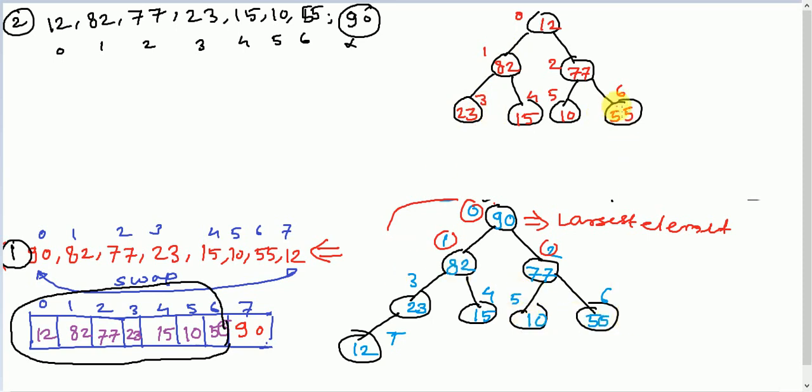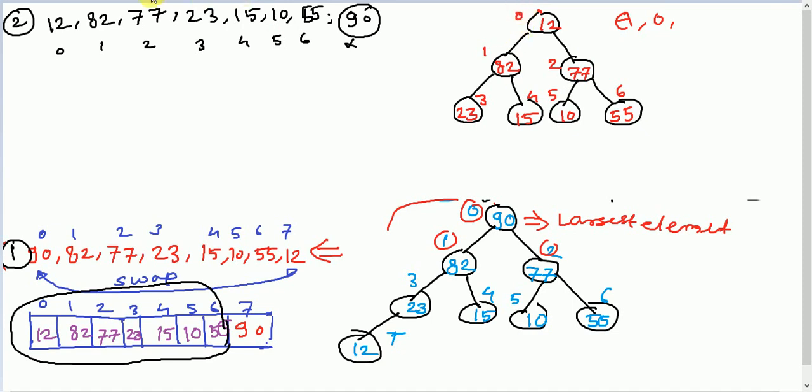So whenever next time I call the heapify function, I am doing heapify for array A going from 0 to n minus i. So I'll only apply it for 0 to 6. Okay, so I'll apply the heapify function again at 0.